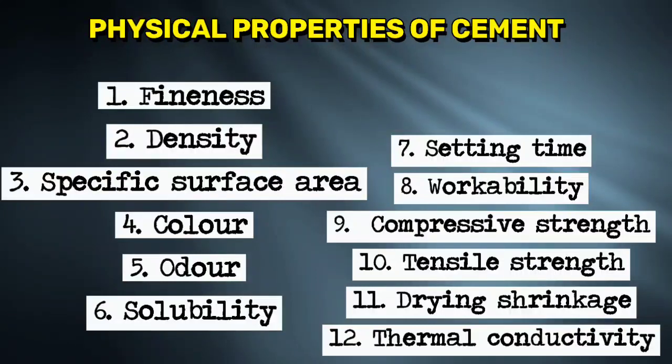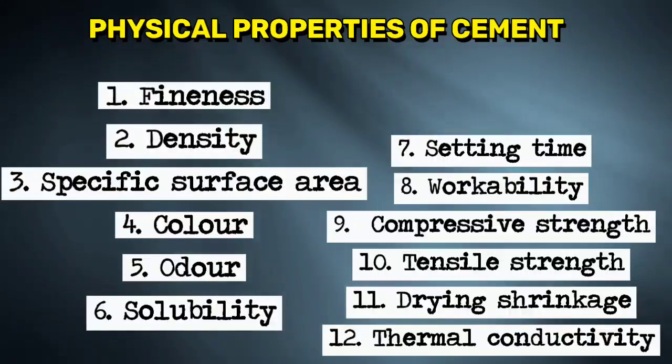Another physical property is workability, the ease with which cement can be mixed, placed, and finished. So we also have compressive strength, which is the ability of cement to withstand compressive forces. All right. And this compressive strength is measured in megapascal, MPa, or pounds per square inch, which is PSI. Then we have tensile strength. That's the ability of cement to withstand tensile forces, typically lower than compressive strength.